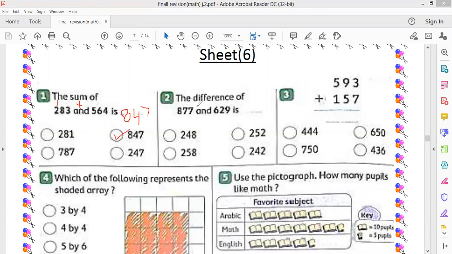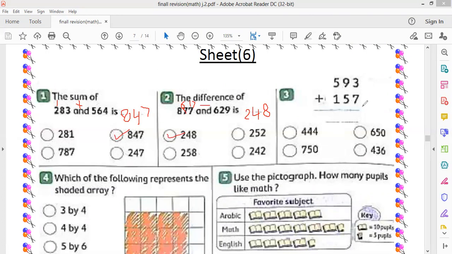The difference of 877 and 629. The difference means what? Means minus. Start with ones, 7 minus 9 doesn't work. So go to the next place, 7 becomes 6. And this 7 becomes 17. 17 minus 9 equals 8. And 6 minus 2 equals 4. And 8 minus 6 equals 2. 248.